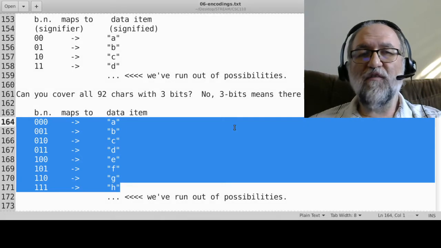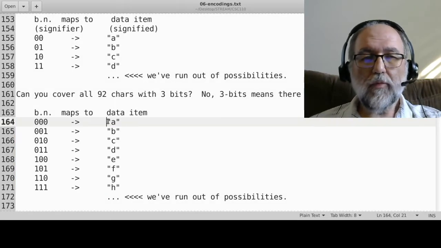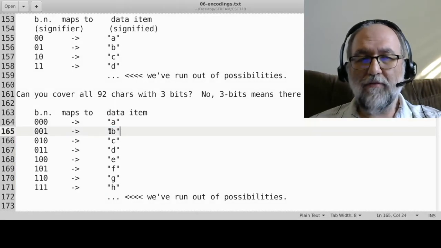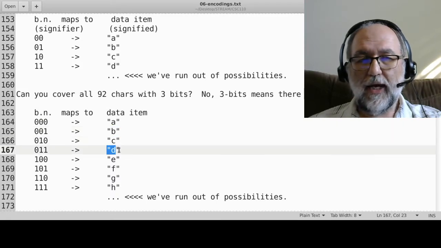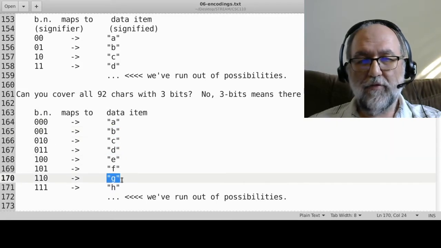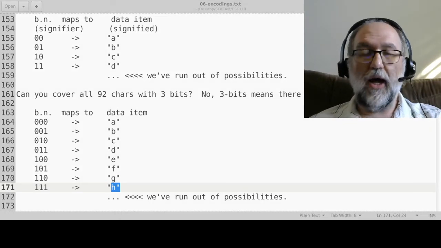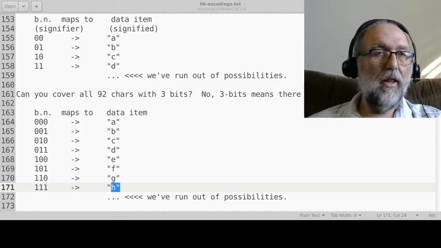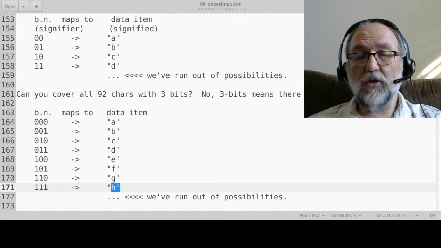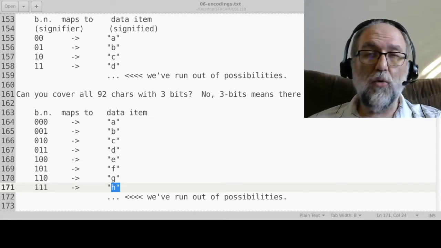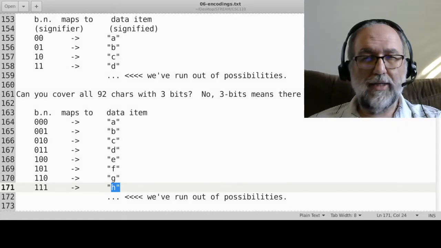Okay, so if we started to fill in our dictionary here, we'd have the A, and then B for the second one, and then C, then D, then E, then F, G, and by the time we got to H, we'd run out. Okay, we run out of entries in our dictionary. So with 3 bits, you can only encode 8 data items, so that's not enough.